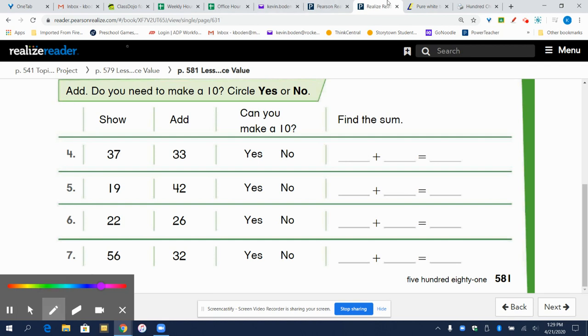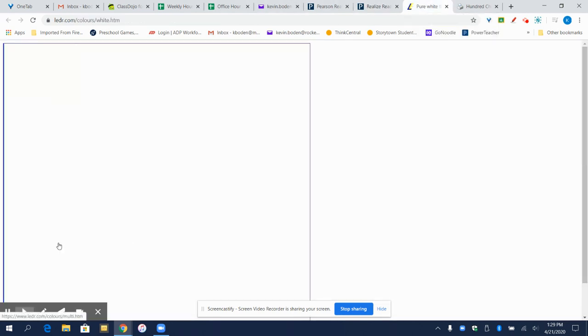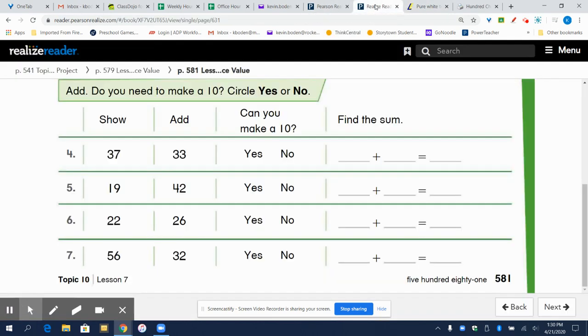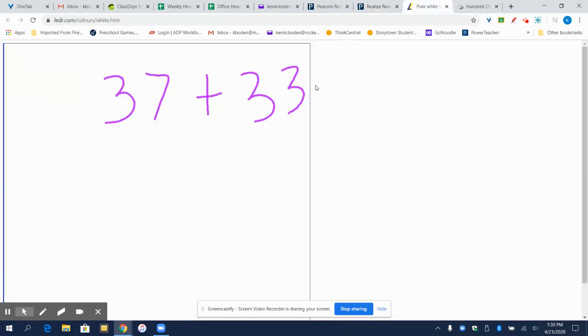So I'm going to get a brand new piece of paper over here for 37 plus 33. So here we go, 37 plus 33. I think that's what it said, right? 37 plus 33. Show 37, add 33. That's what we need to find out. And what we're going to do is draw a picture of it.